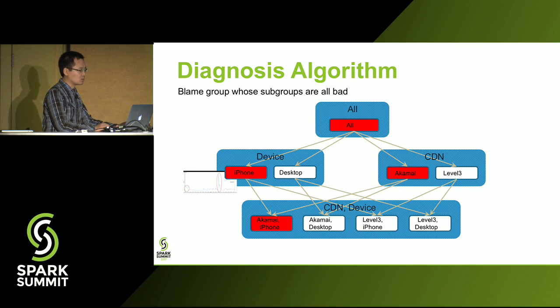This is another example. We first detect anomaly in all group at the top level, then recursively drill down to find anomaly in subgroup, iPhone and Akamai. Both point to their common subgroup, Akamai iPhone. In this case, we should blame group Akamai iPhone as a root cause because only one subgroup of Akamai and iPhone has issue. If Akamai is the root cause, then Akamai desktop should also be bad. It's here. So if the iPhone is a root cause, then Level 3 iPhone should also be bad, which is not the case. So that's why we blame the Akamai iPhone as the root cause of the issue.